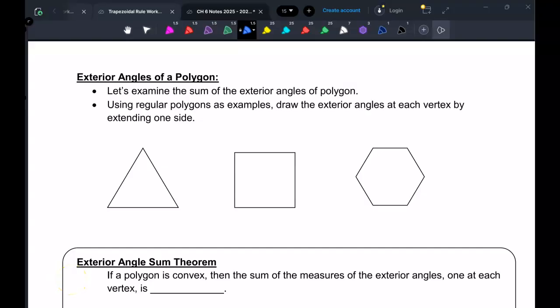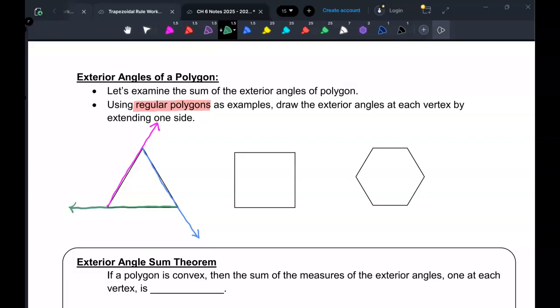Last page. Exterior angles. What are exterior angles? They're on the outside. Okay, let's take a look at some examples. I'm going to look at specific examples of regular polygons to make it easy, and then we'll extend it. So I'm going to extend each side. You can only have one exterior angle at each vertex. Then I'm going to extend it this way. So we got these nice little arrows.